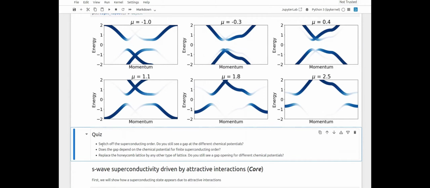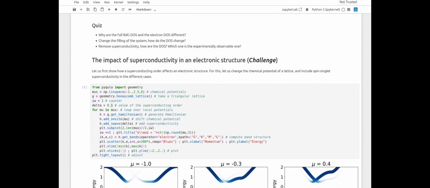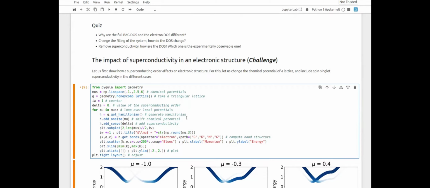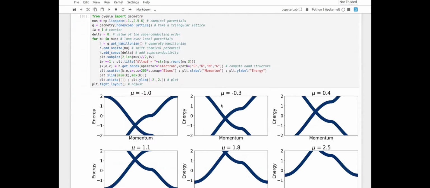So let us go through a question. First, switch off the superconducting order. Do you still see a gap at the different chemical potentials? Okay, so if we want to switch off the superconducting order, we can just put it to 0 here, right? And recompute and see the result that we get.